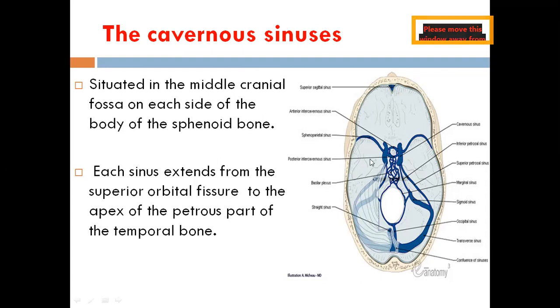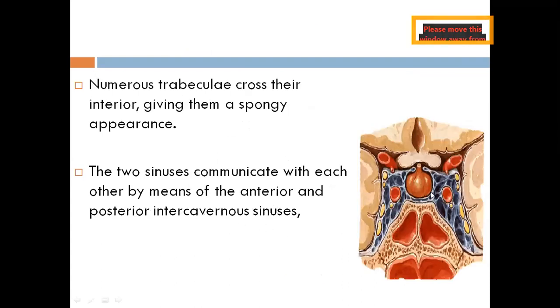Okay. So this is the cavernous sinus, which is situated in the middle cranial fossa on each side of the sphenoid bone. Each sinus extends from this area, that is the superior orbital fissure, to the apex of the petrous part of the temporal bone. So this intervening area is nothing but cavernous sinus. This area is superior orbital fissure. This area is apex of the petrous part of the temporal bone. So between these two areas, we have cavernous sinus.